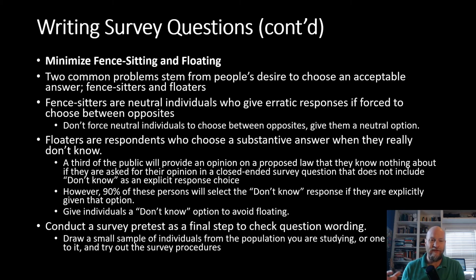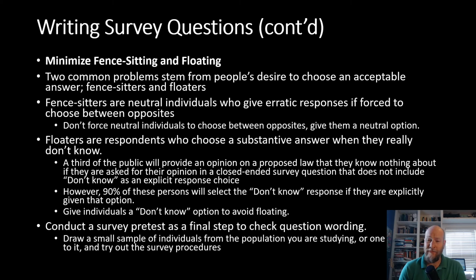A related concept is what are called floaters. Floaters are respondents who choose a substantive answer when they really don't know. So a third of the public will provide an opinion on a proposed law that they know nothing about if they are asked for their opinion in a closed-ended survey question that does not include don't know as an explicit response choice. This is based on some previous research.